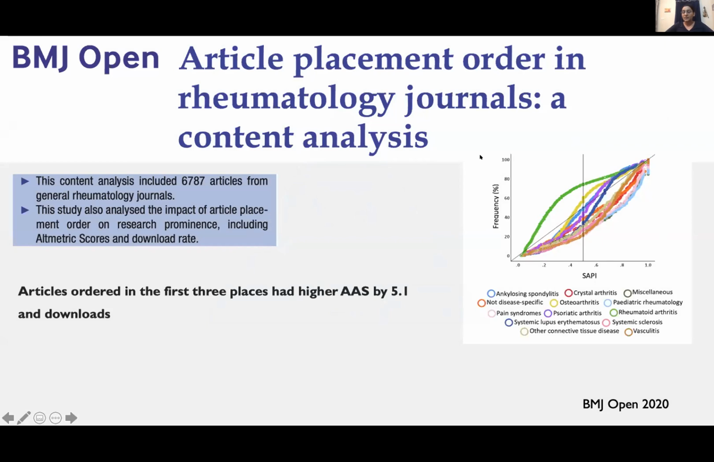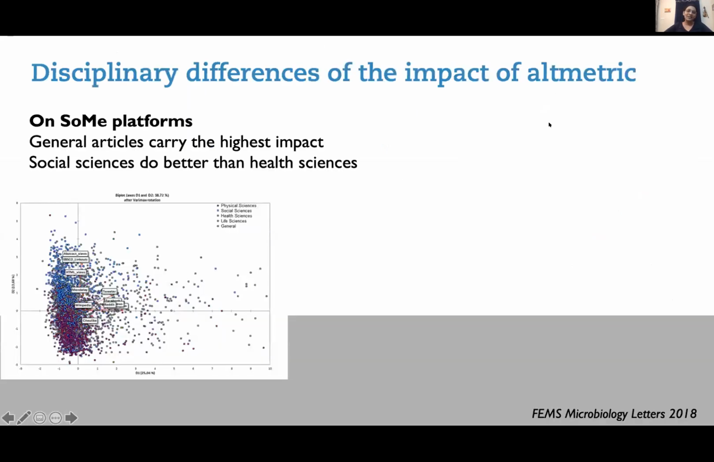And also article placement order is another thing which may determine whether it's visible. People have shown in this wonderful paper published this year that among the rheumatic diseases, papers on rheumatoid arthritis are more likely to be placed first in the journal, and those which are placed in the rank order, the first 3 articles, receive much more attention than the last 3 articles. And as you can see, their Altmetric attention scores are invariably 5 points or more higher than the last 3 articles.